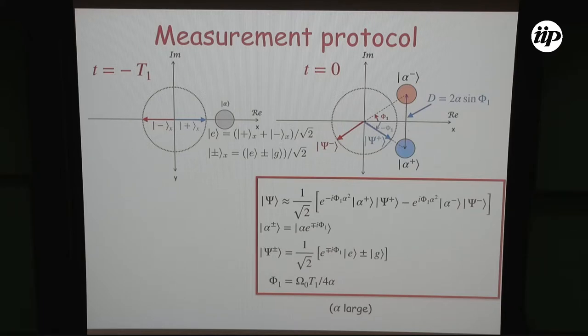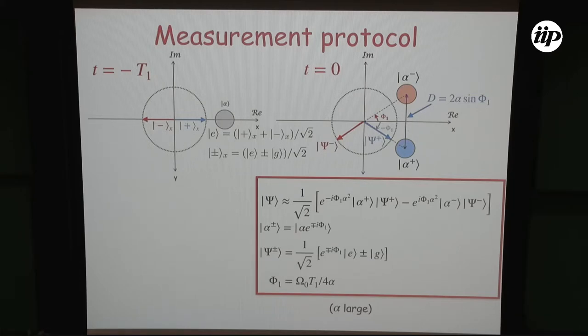So this is a joint plot. I have here the phase space for the field, where you have a coherent state, and here the Bloch sphere for the atom. The atom is injected in the excited state. The excited state can be expressed as a sum of two states, the plus state and the minus state, which are eigenstates of sigma x, in the equatorial plane of the Bloch sphere. So I just express it in this way. This is the plus state, this is the minus state, and this is the initial state.